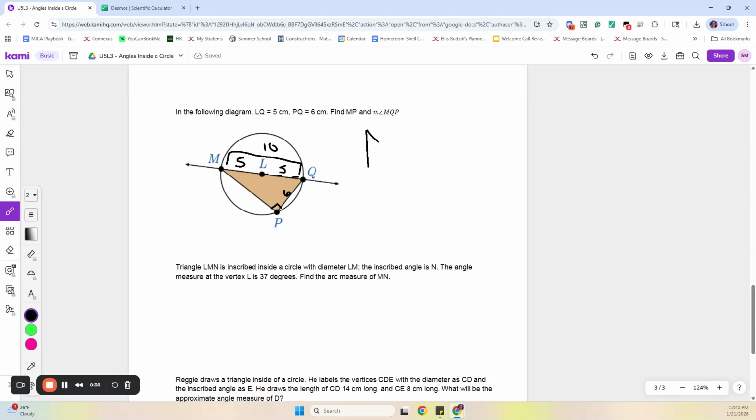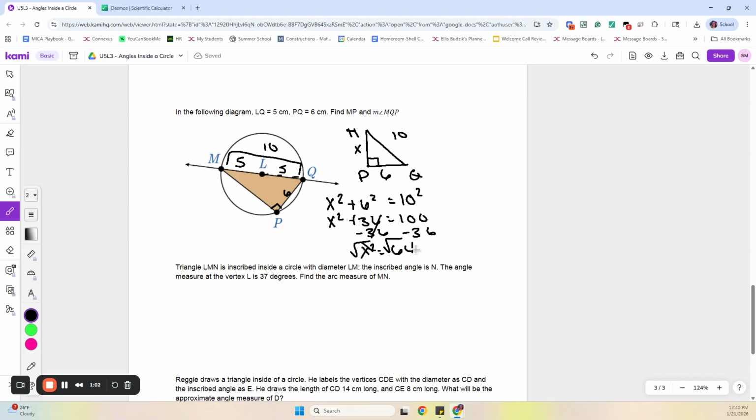So if I take out this triangle part over here, where this is my M, my P, and my Q, I've got MQ is 10, PQ is 6, and I want to find MP. So I do x squared plus 6 squared equals 10 squared. You get x squared plus 36 equals 100. Minus the 36 from both sides, I get x squared equals 64. And then we're just going to square root and get x equals 8. So that means my MP is going to equal 8.